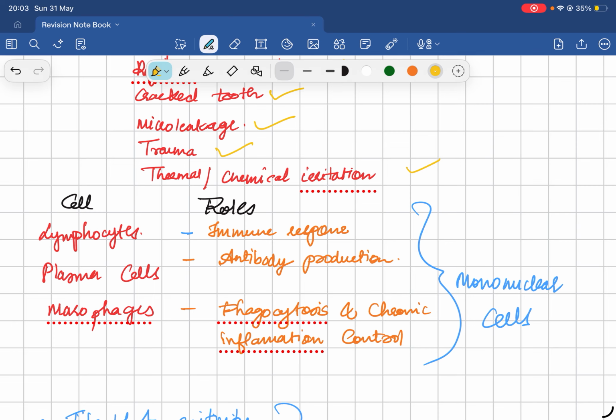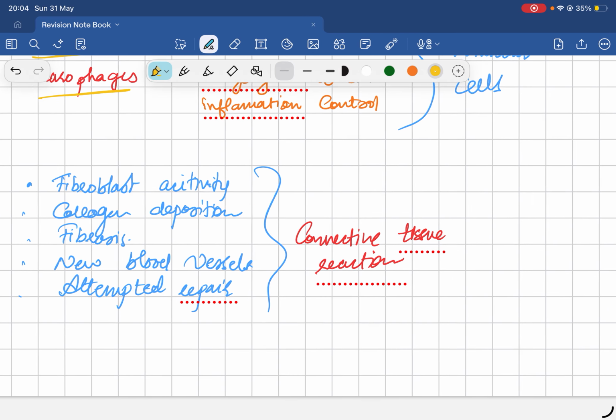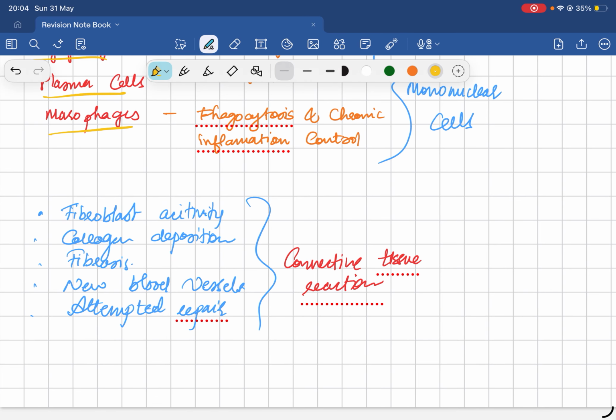What are the cells involved in it? The first cell will be lymphocytes. Second one is plasma cells and macrophages. Lymphocytes mostly do the immune response. Plasma cells do antibody production. Macrophages do phagocytosis and chronic inflammatory control. Along with this, we can see the connective tissue reaction, which is the presence of fibroblast activity, collagen deposition, fibrosis, and new blood vessels, an attempted repair. Okay.